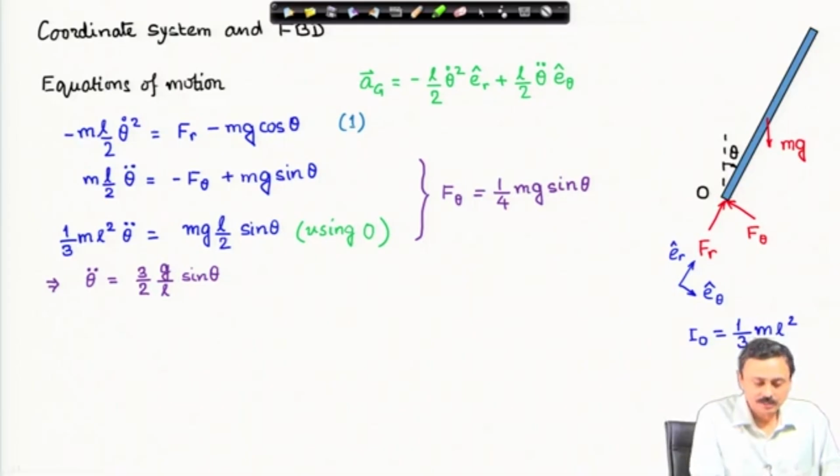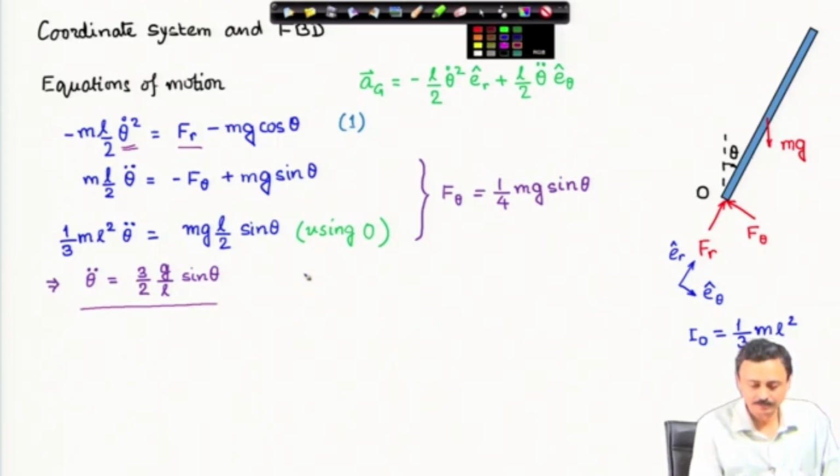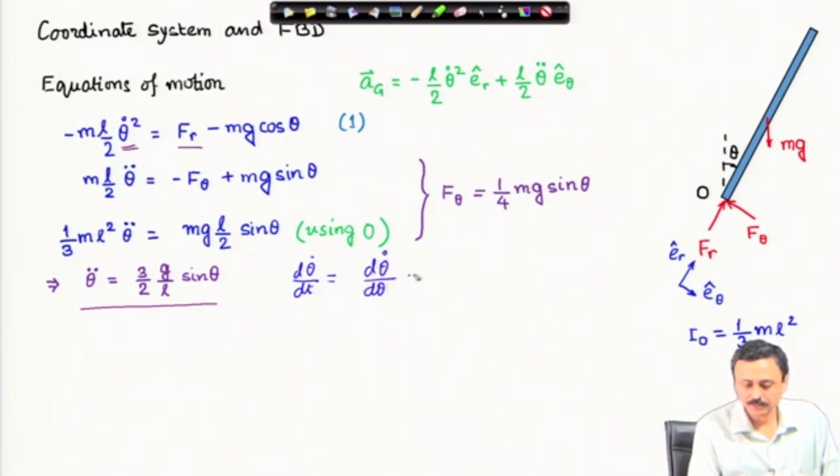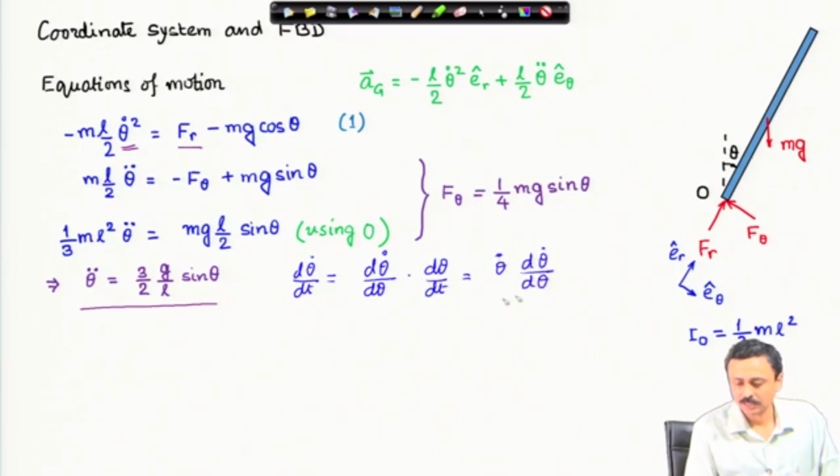This theta double dot equation here I have written also separately. So, theta double dot is a function of theta. Now, this can be easily integrated, because if I have to find out F_r, I need theta dot squared. For that, I need to integrate this equation. In order to integrate this equation, I write theta double dot as d theta dot by dt, and that is equal to d theta dot by d theta times d theta by dt, and that means it becomes theta dot d theta dot by d theta, and that can be written as d by d theta of 1/2 theta dot squared.